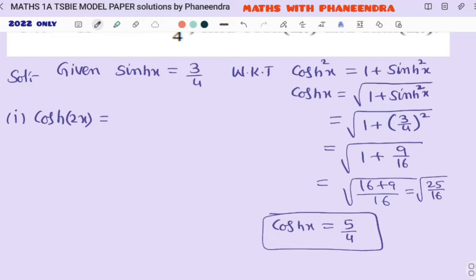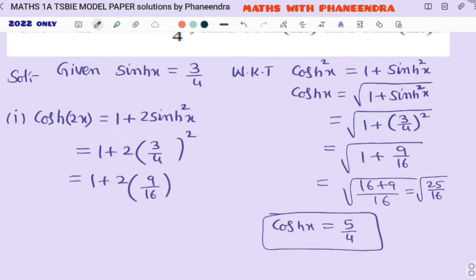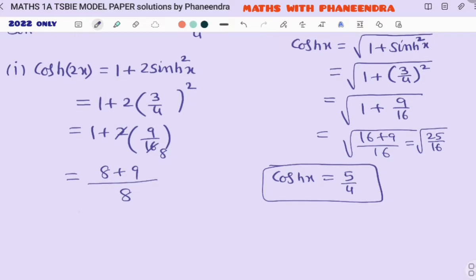Cos h 2x is equal to the cos h 2x formula. What is the formula for cos h 2x? In terms of sin, sin is given now: 1 plus 2 sin h square x. This is the formula for cos h 2x. So, 1 plus 2 into sin hx whole square only, no? So, 3 by 4 whole square. 1 plus 2 into 9 by 16. So, 2 ones are 2, 2 eights are 16... so, 8 LCM, 8 plus 9. So, 17 by 8. This is cos h 2x.